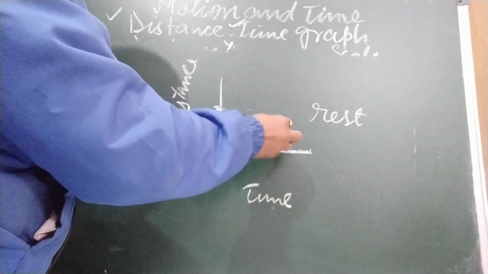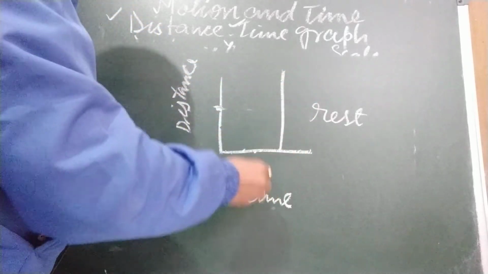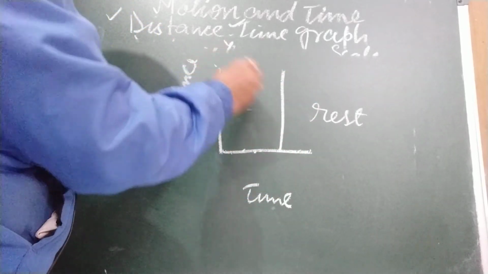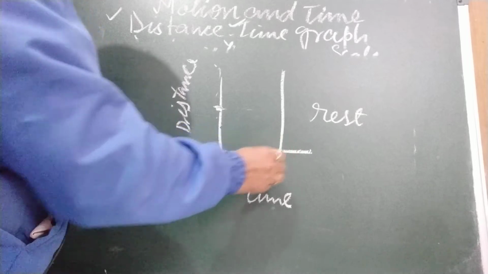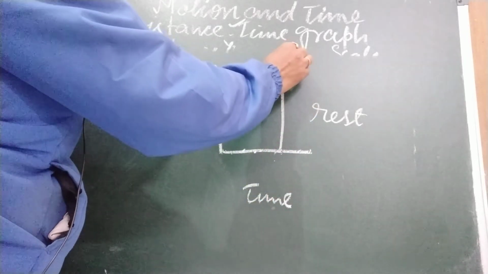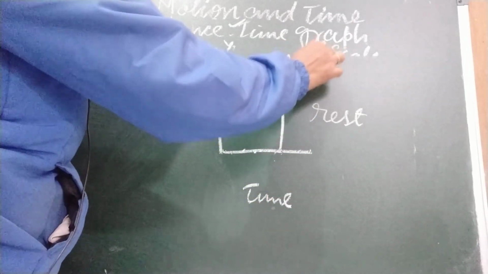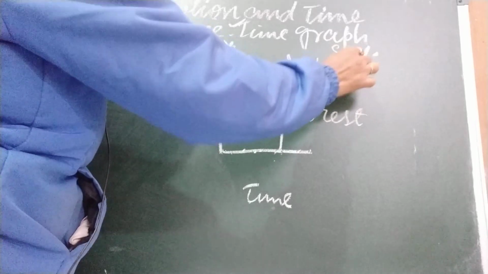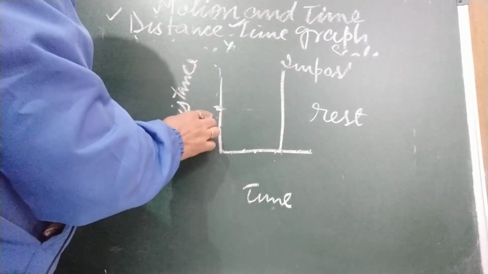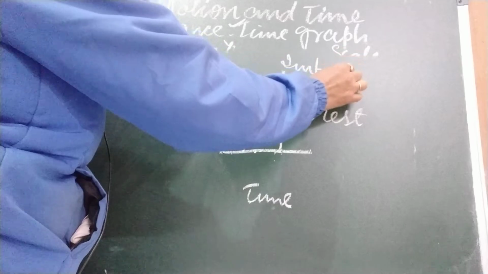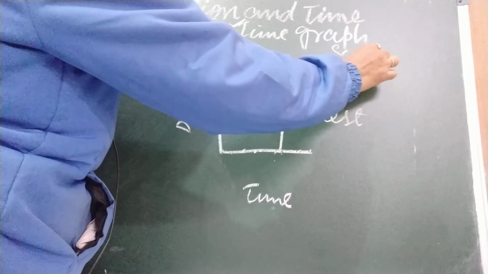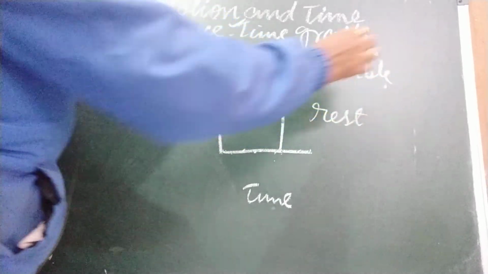Sometimes we see the graph like this. What happened this time? The distance is increasing but the time remained the same. So this is not possible. We say it is impossible. When we get such a line parallel to distance, we say this is impossible. Okay. So that's all, children.